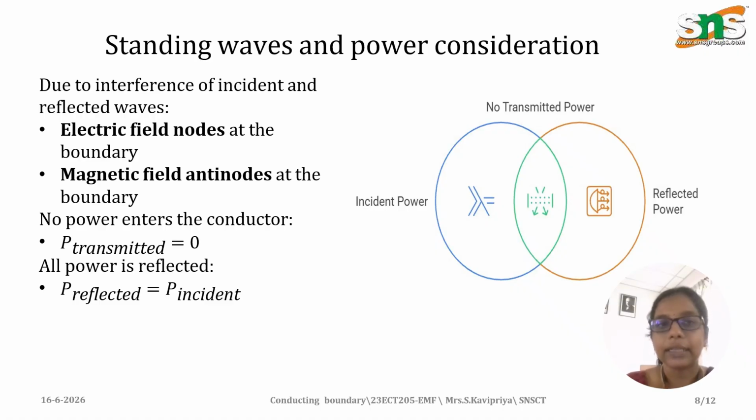No power enters the conductor. So P transmitted will be equal to 0 and all the power will be reflected. So P transmission is 0, whereas P incident, the power that is incident, is equal to the power that is reflected. So total reflection takes place in case of the perfect conductor. Inside the perfect conductor, the electric field E is equal to 0.